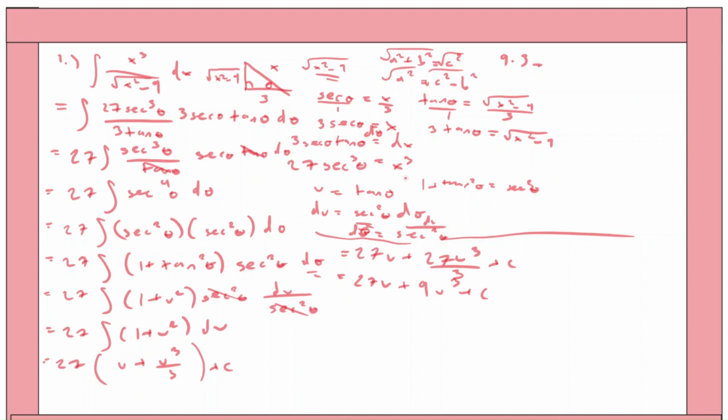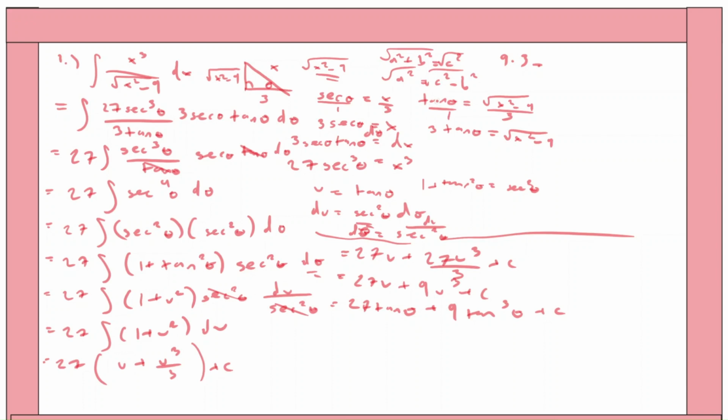We know u is going to be tangent of theta, so that's 27 tangent of theta plus 9 tangent cubed of theta plus c. And it's tempting to say we're done, but the next thing we have to do is we need our answer in terms of x. We started with dx, so we can't have theta as our answer, which means we just have to know what theta was, in terms of what tangent theta was equal to.